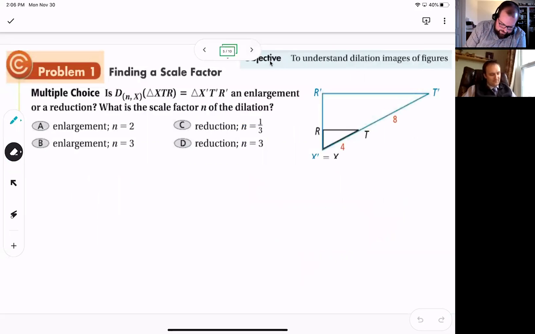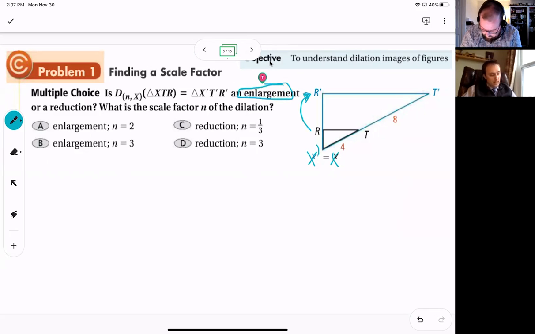All right, so is this an enlargement or a reduction? So we have to pay attention to who we start with and who we end with. We're starting with, that's apparently an X and an X prime there. We're starting with the black image, XRT, and we're going to the blue image, X prime, R prime, T prime. So we're going from black to blue. We're getting bigger, so that has to be an enlargement.